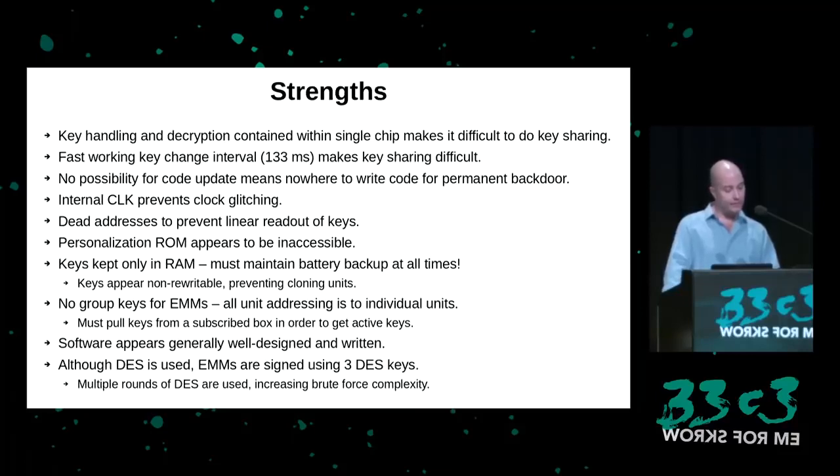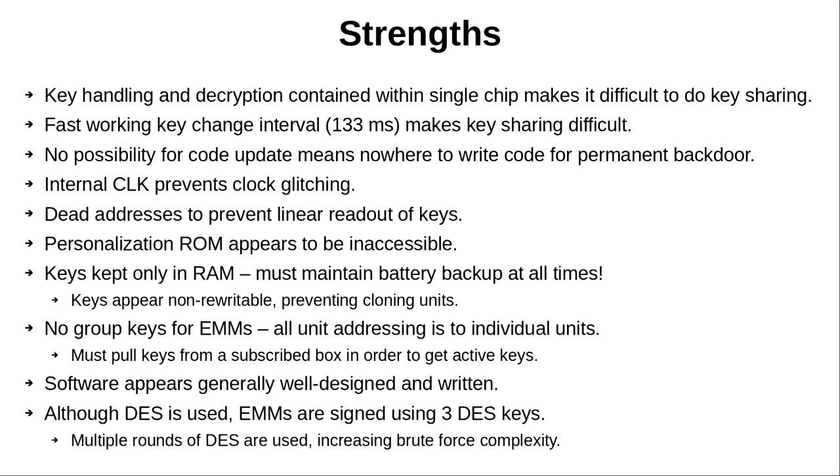If one were to cause a loop reading data to go out of bounds and reach the area of RAM where keys are stored, the chip will reset before an entire key is read. After the first couple of bytes, a dead address will be accessed that causes the chip to reset. The personalization ROM appears to be inaccessible, so it can't easily be used to modify the keys and unit address within the ACP. The seed keys aren't easily changed, so the set-top boxes can't easily be cloned. The keys exist only in RAM, so you have to maintain a battery backup at all times. This rules out a lot of invasive attacks to retrieve the keys.